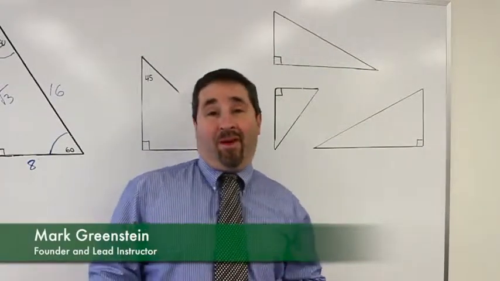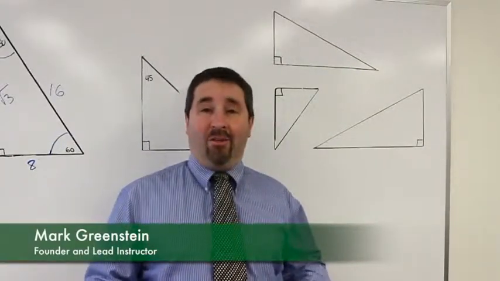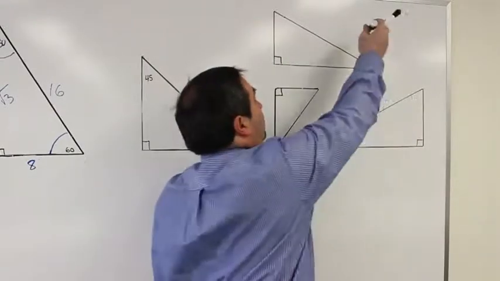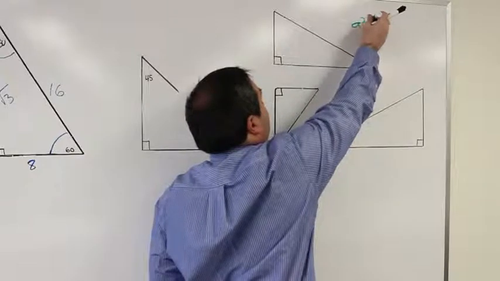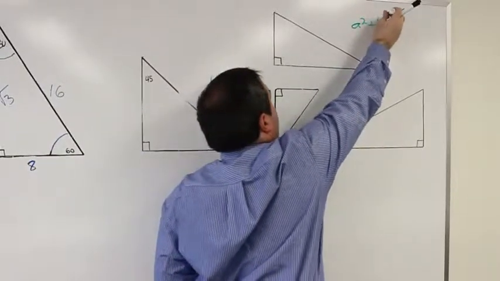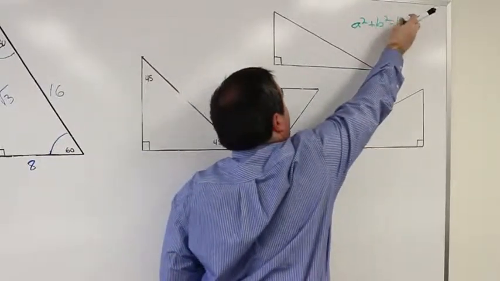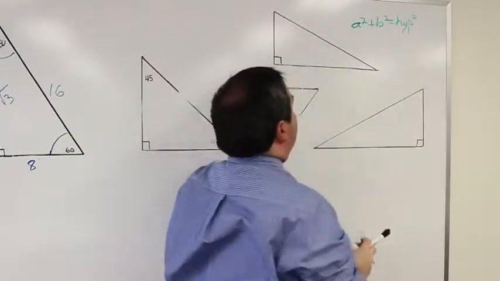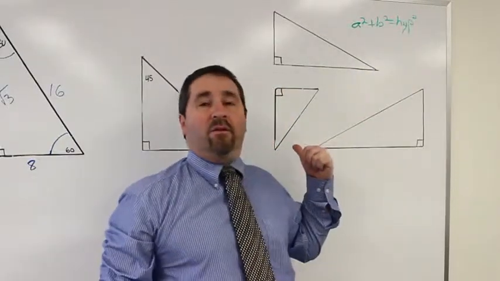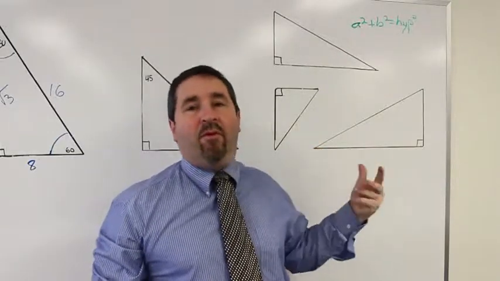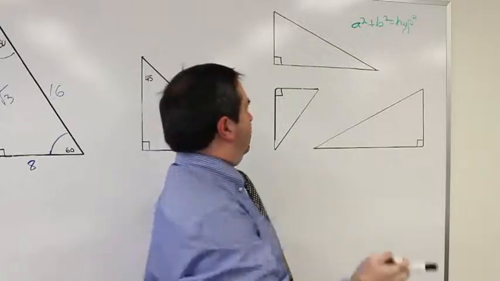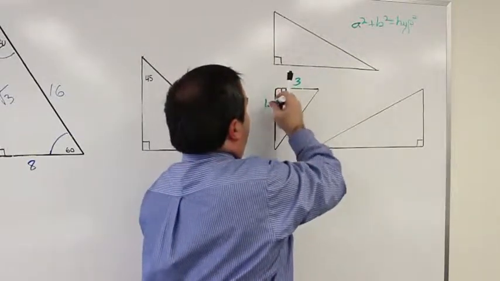So, more Pythagorean triplets. A squared plus b squared is the hypotenuse squared. Remember that? We'll put it up as a guide. Here is a famous triangle, the 3, 4, 5. Yeah, it's upside down. You can still fill in the numbers as appropriate.